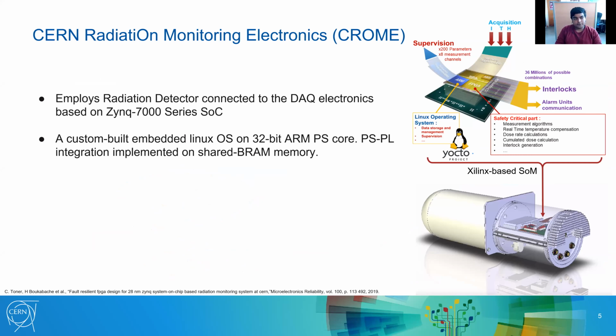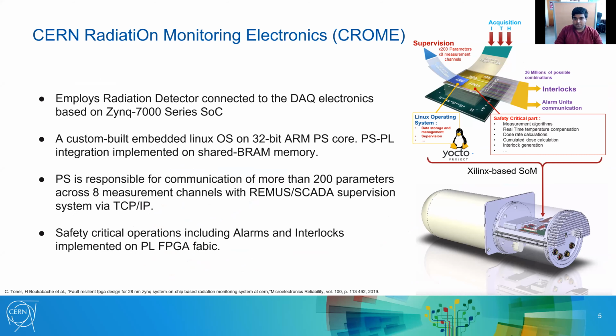This monitoring electronics has been developed on a Zynq 7000 series SoC, which has a 32-bit ARM processor core and an FPGA fabric, which communicate via a shared VRAM memory space. On the PS, we run a Yocto project built customized Linux, which is responsible for data storage, supervision, management of more than 200 parameters across 8 measurement channels with the CERN SCADA supervision, which is called REMUS. And this communication happens over the TCP/IP network.